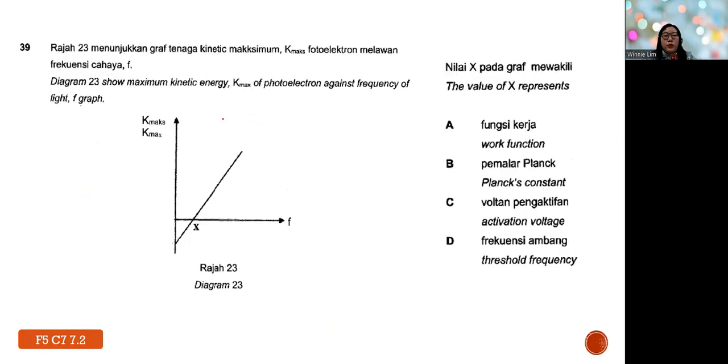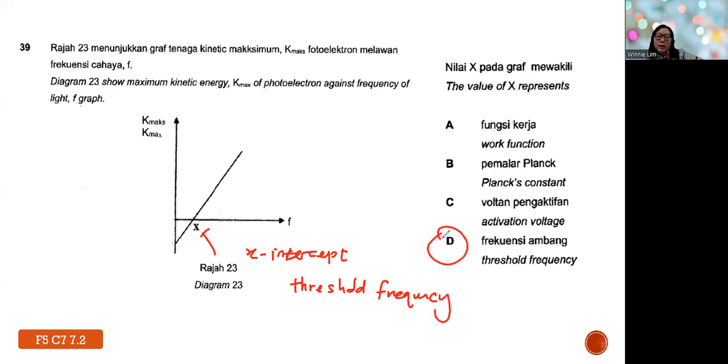39. Diagram 23 shows the maximum kinetic energy of photoelectrons against frequency of light. This graph. Then what does the value of X represent? So under the graph of Kmax versus frequency, this X-intercept is referred to as the threshold frequency. Yeah, so the answer is D. If it is the work function, then you have to find the Y-intercept. The Y-intercept is the work function, and the gradient is actually the Planck constant h.